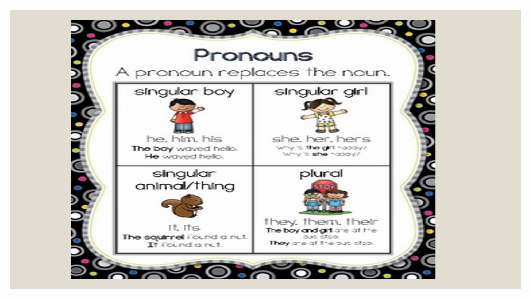Let us have a quick recap of what we have learned in today's video. So we have learned that pronouns replace a noun. When we are talking about a singular boy, the pronouns are he, him, his. Like the boy waved hello, he waved hello. When we are talking about a singular girl, the pronouns are she, her, hers. When we are talking about a singular animal or a singular thing, we use the pronouns it and its. When we are talking about plural nouns, then we will use the plural pronouns like they, them, their.